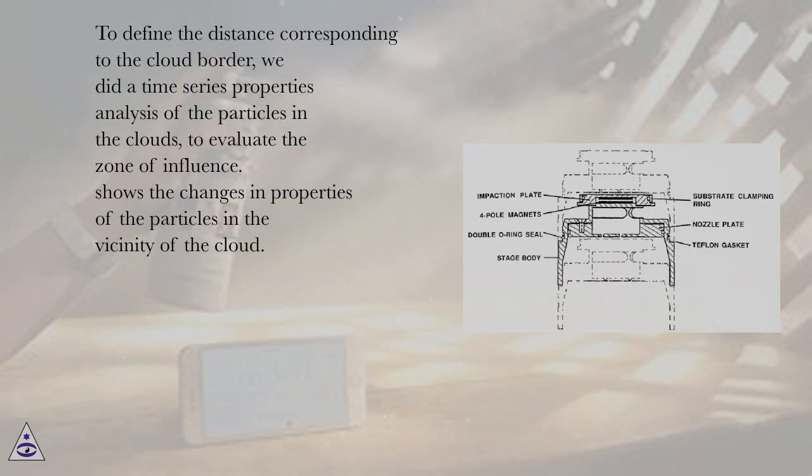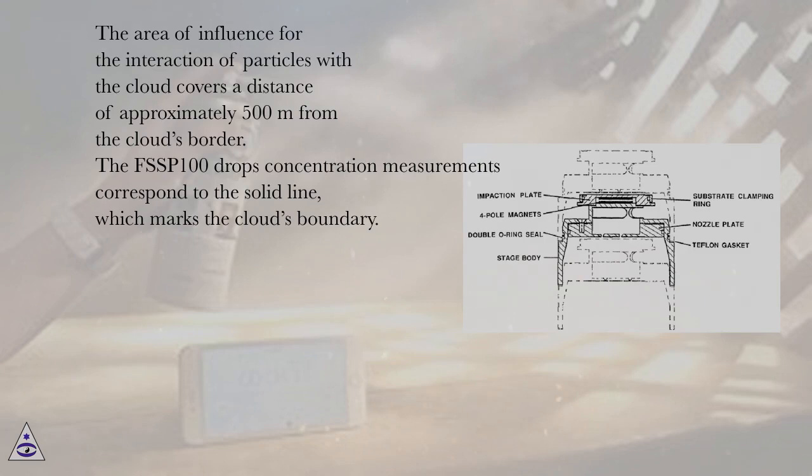To define the distance corresponding to the cloud border, we did a time series analysis of the properties of the particles in the clouds, to evaluate the zone of influence. The figure shows the changes in properties of the particles in the vicinity of the cloud. The area of influence for the interaction of particles with the cloud covers a distance of approximately 500 meters from the cloud's border. The FSSP 100 drop concentration measurements correspond to the solid line, which marks the cloud's boundary.